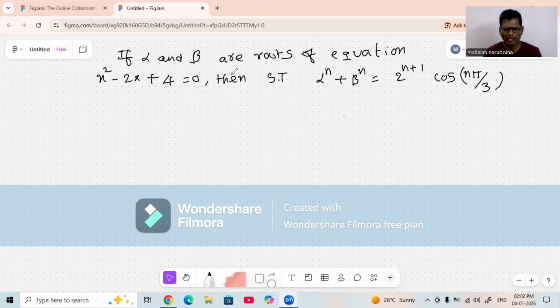If alpha and beta are roots of the equation x square minus 2x plus 4 is equal to 0, then show that alpha to the power of n plus beta to the power of n is equal to 2 to the power of n plus 1 into cos of n pi by 3. Right? Remember the process to solve this question. First, you have to solve the quadratic equation, so find the roots. Next, write the polar form of the roots. Then apply de Moivre's theorem.